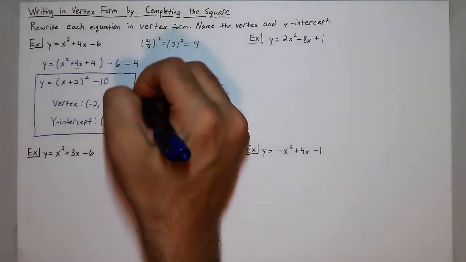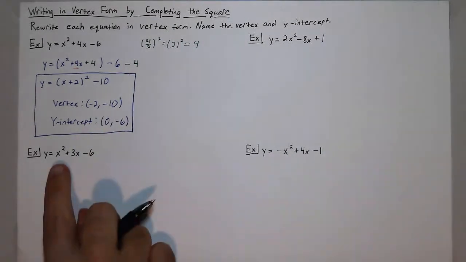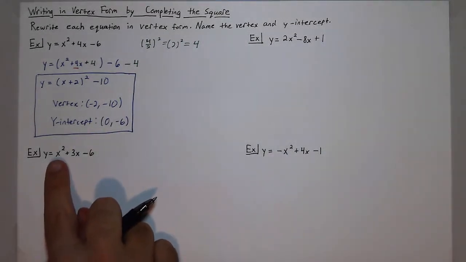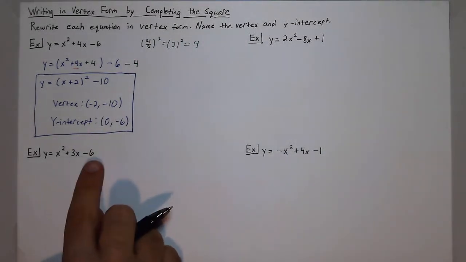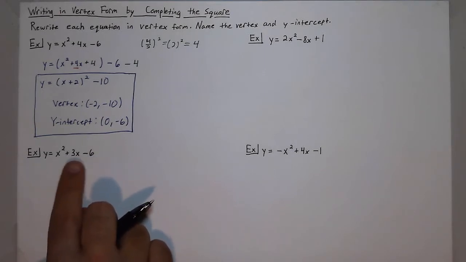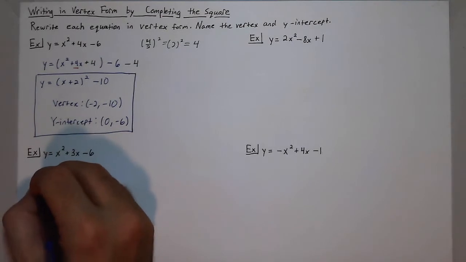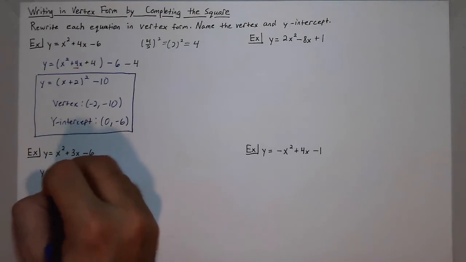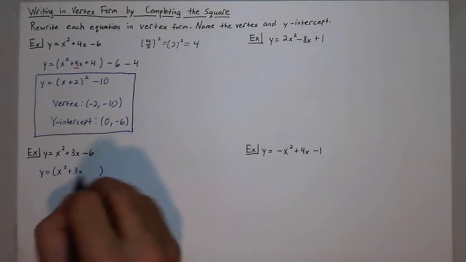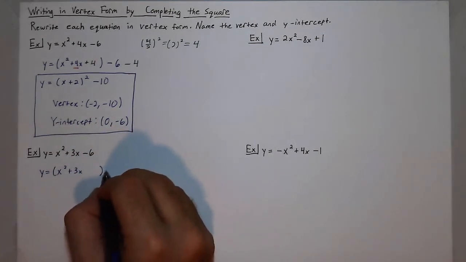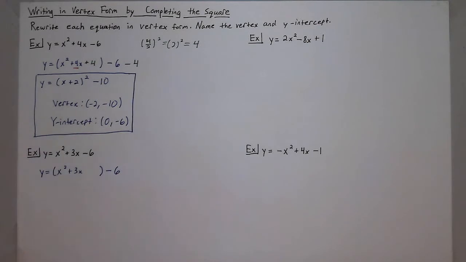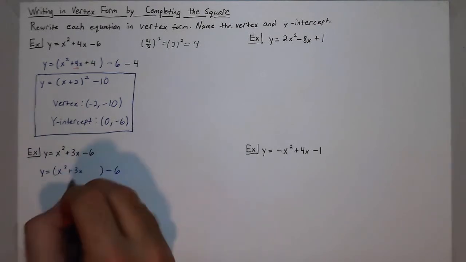But let's try this again. Now let's look at a situation here. So you have y is equal to x squared plus 3x minus 6. So in order to complete the square, I'm going to isolate that x squared plus 3x. So I'll have y is equal to x squared plus 3x. I'm going to leave a little space so I have room to complete the square. And then minus 6. And now I need to add b over 2 squared.